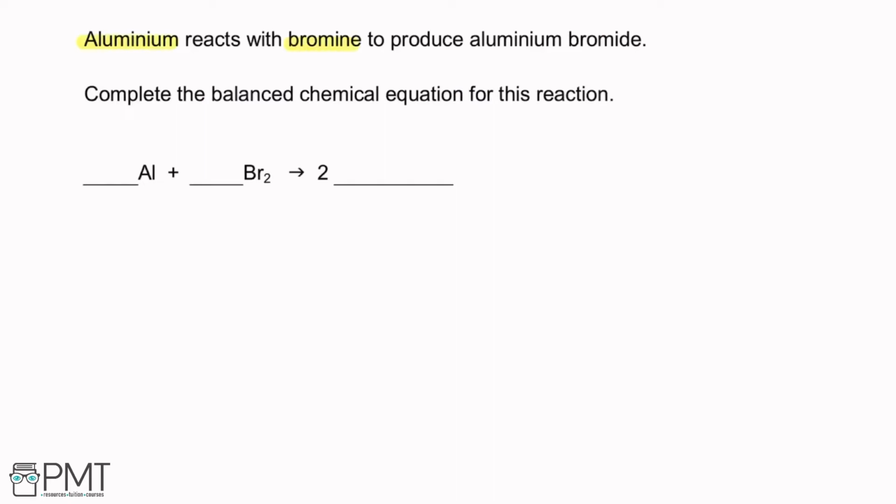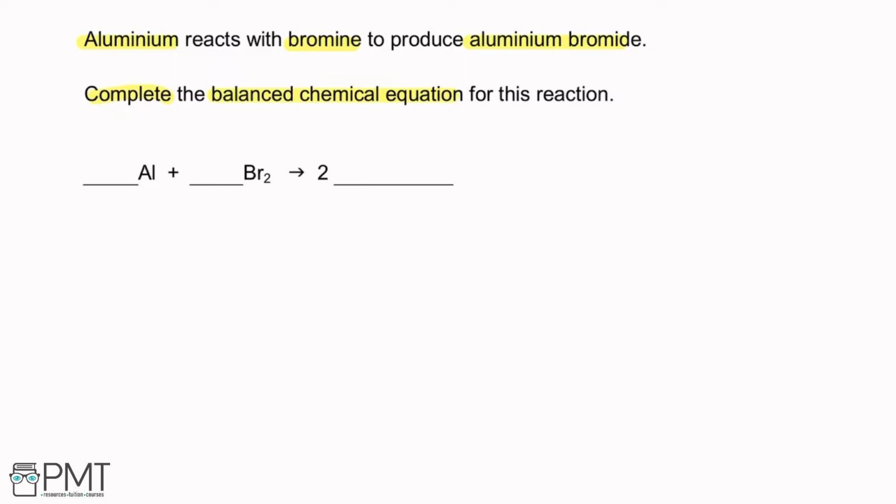Aluminium reacts with bromine to produce aluminium bromide. Complete the balanced chemical equation for this reaction. So, we've got aluminium plus bromine, which remember is Br2 because it's diatomic, and this makes 2 moles of aluminium bromide. So the first thing we need to do is figure out what is the formula for aluminium bromide.